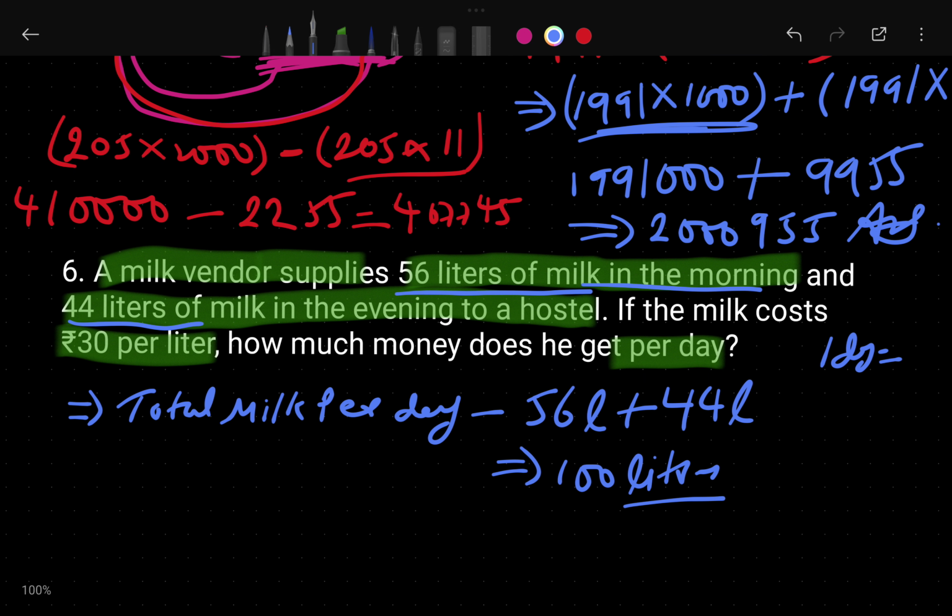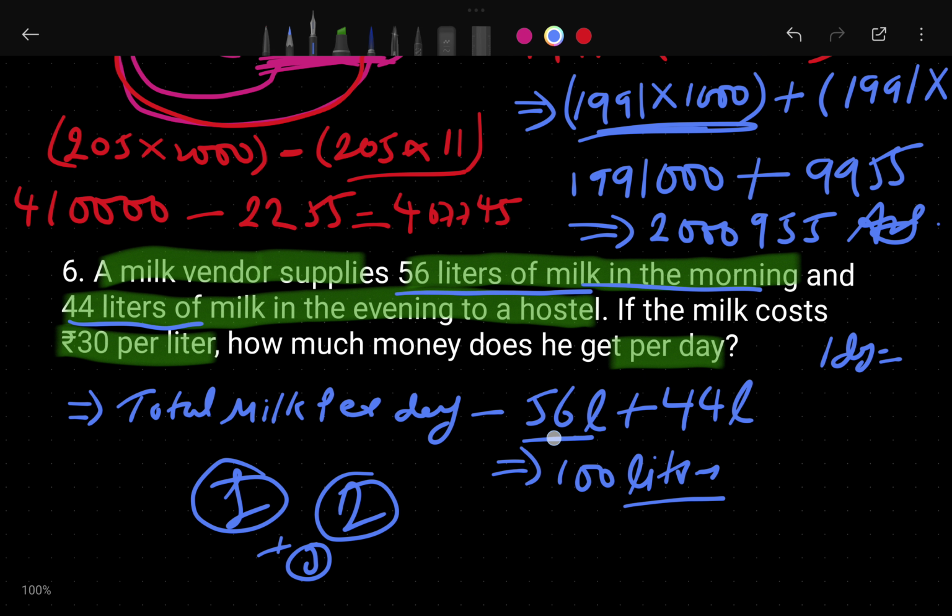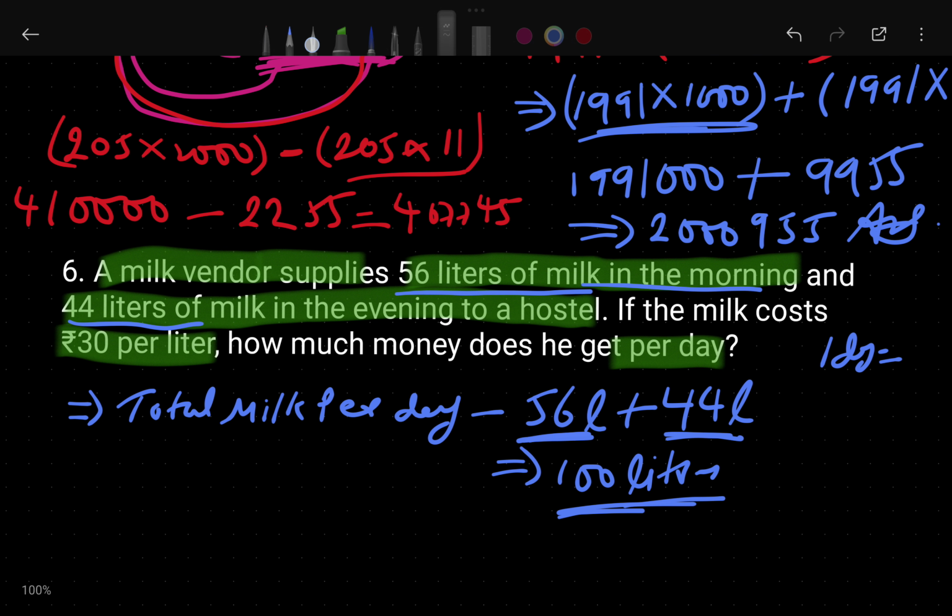Let's suppose you are a boy and you are going to supply milk. Let's suppose you are going to a shop, you are buying 1 liter of milk in the morning, and in the evening you are taking 2 liters of milk. Then in one day, how many liters of milk do you take? You are taking 3 liters of milk. Like that, here in the morning he is giving 56 liters and in the evening 44. In a total day, how many liters is he giving? He is giving 100 liters.